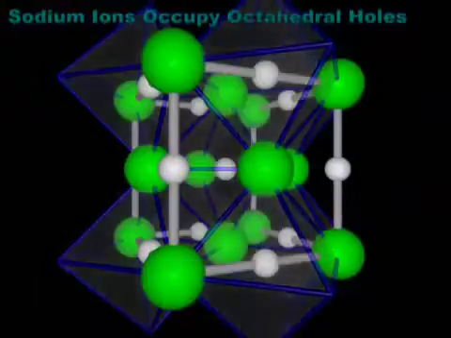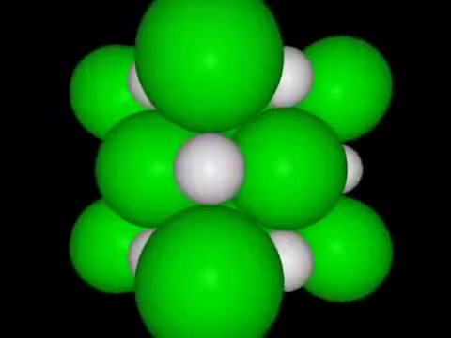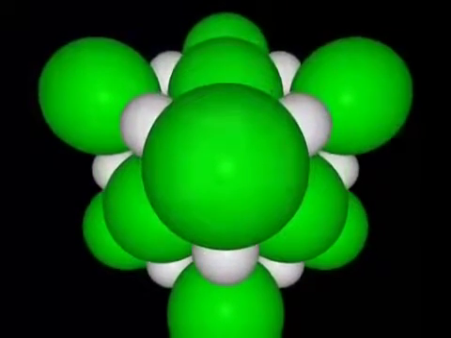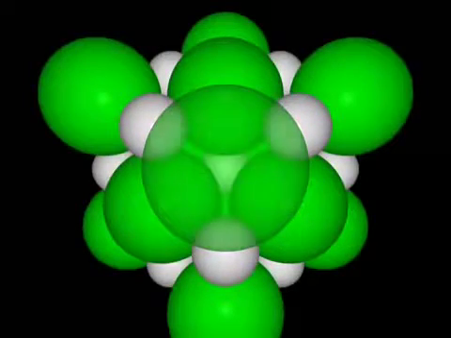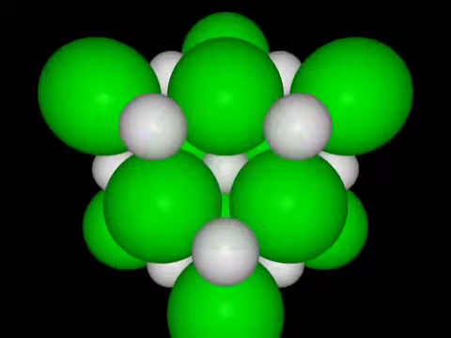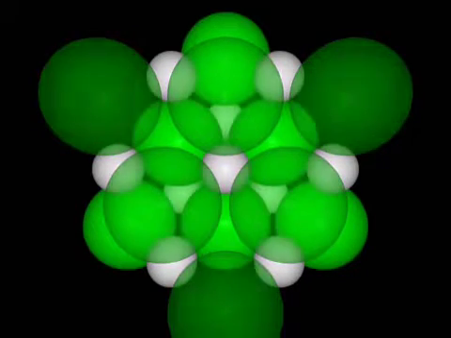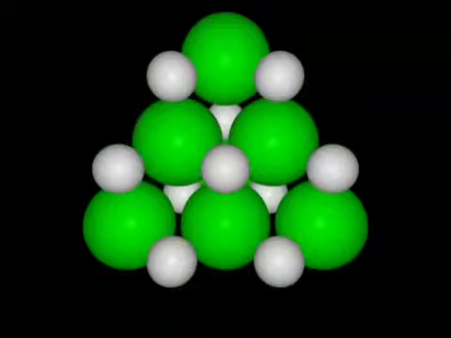We can gain a different perspective on this structure by examining a space-filling model. The structure is based on a face-centered cubic array of chloride ions and therefore contains close-packed layers of chloride ions. By removing successive layers, we see that the sodium ions as well as the chloride ions form close-packed layers. The structure can therefore be described as alternating close-packed layers of sodium and chloride ions.